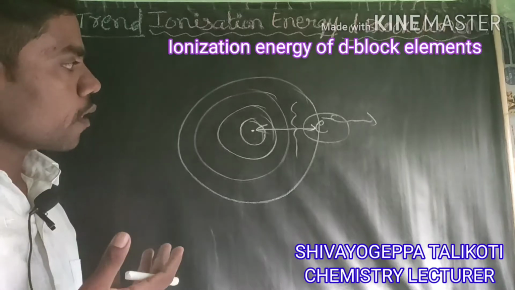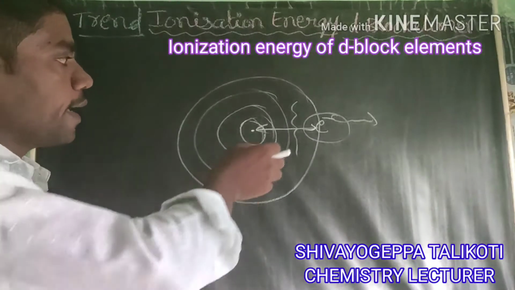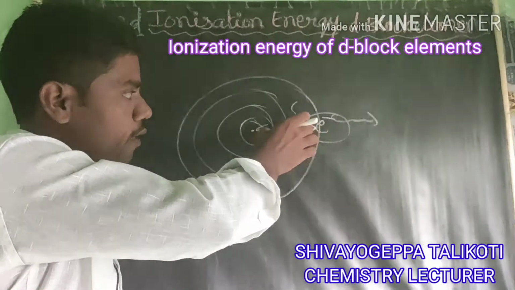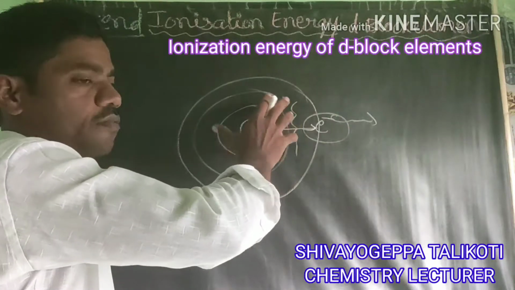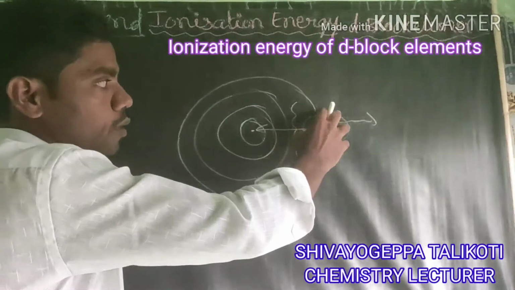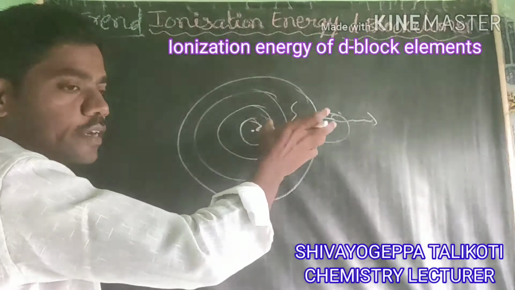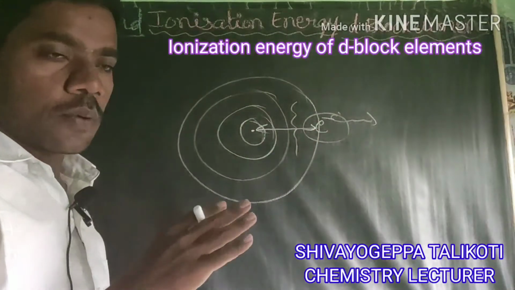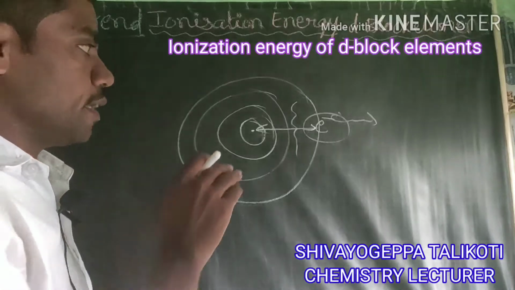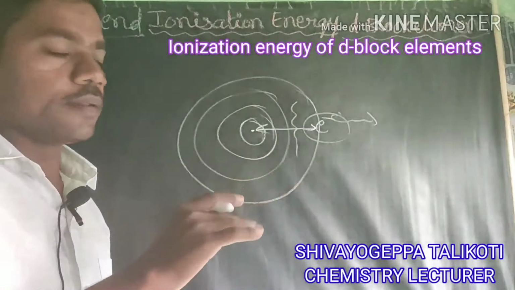Therefore, now it is very easy. Ionize means we have to remove the electron from these forces. We have to remove this electron from the centripetal or the electrostatic forces. Therefore, what is meant by ionization energy? Ionization energy, now I will define.